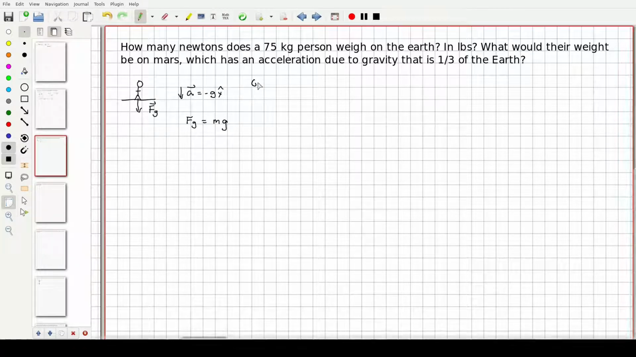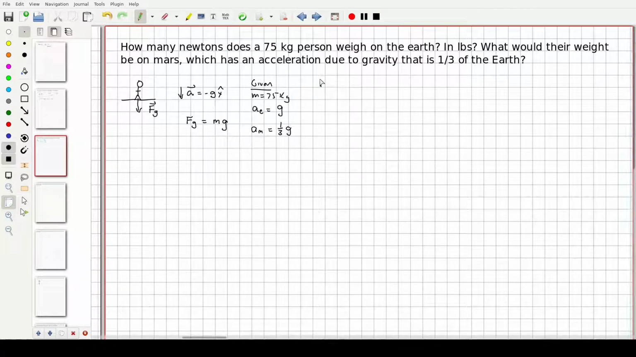the weight of the person here would depend upon their mass and the acceleration due to gravity. So that said, let's write down our givens. We have a mass of 75 kilograms. The acceleration due to gravity here on the Earth, I'm going to put a sub e, is g. The acceleration due to gravity on Mars, I'm going to call that a sub m, is 1/3 of g. It's 1/3 of the Earth.